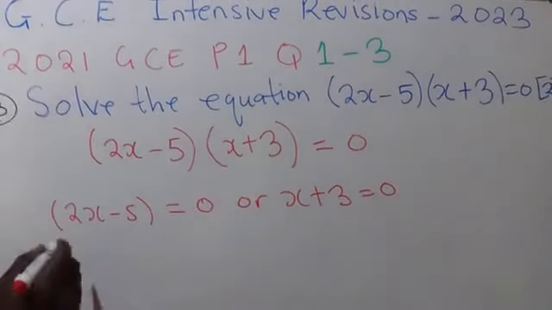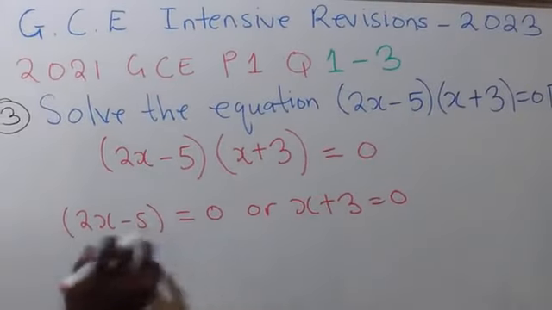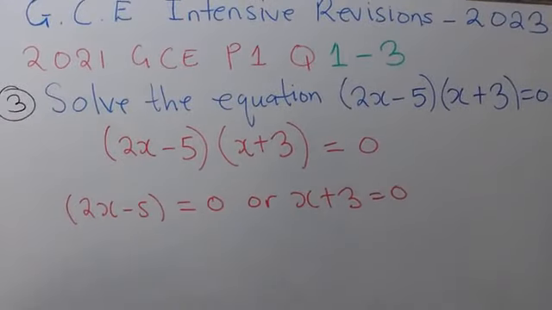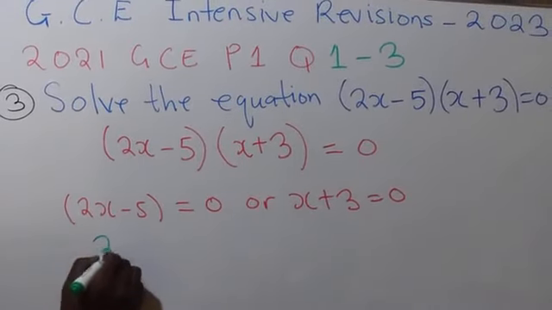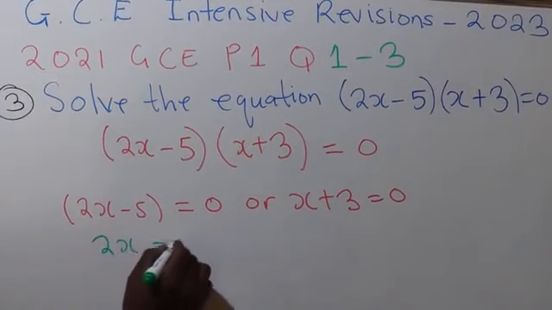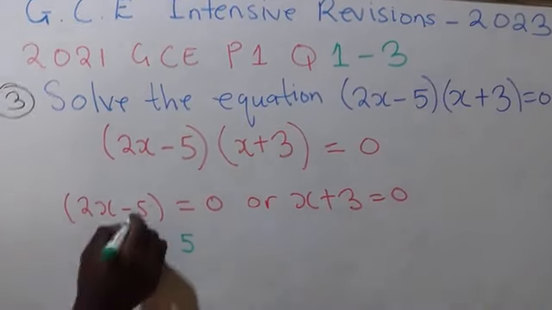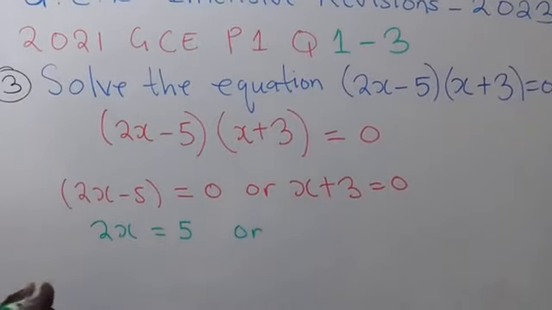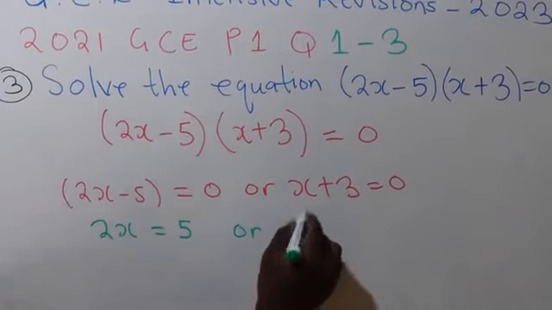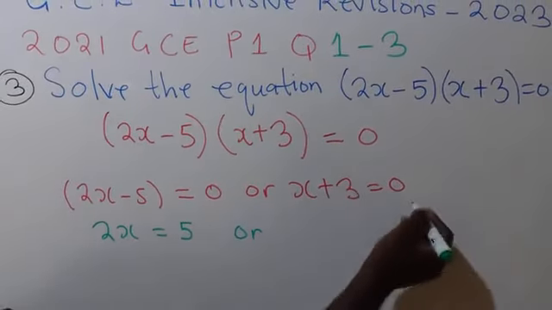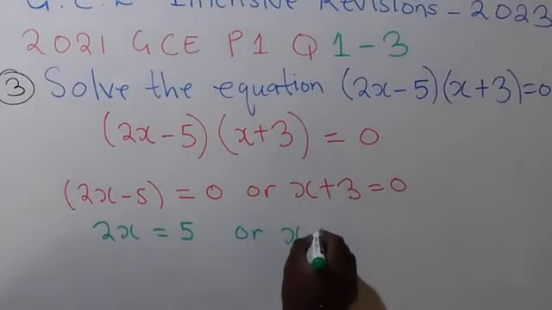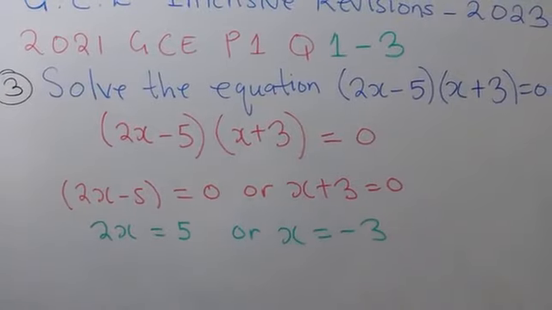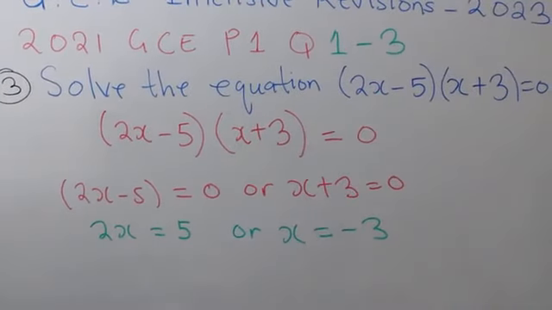So here for the first one, you have to collect the like terms. In this case you are going to have 2x equal to 5, meaning the 5 has come this side. Here the 3 will go that side, and you are going to have x equal to negative 3. I want to find the value of x.